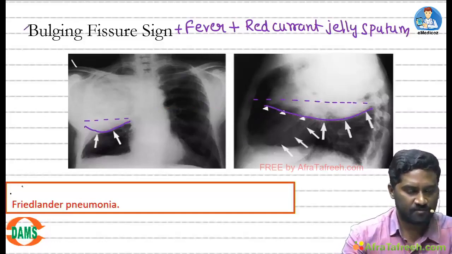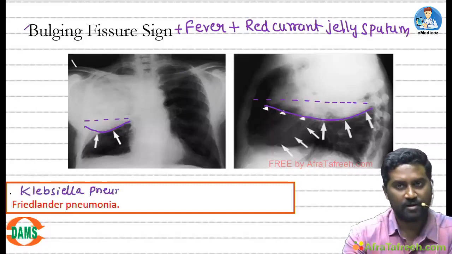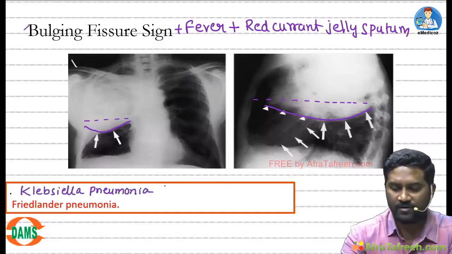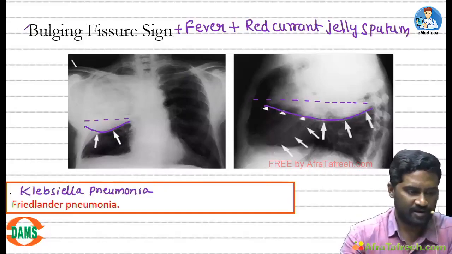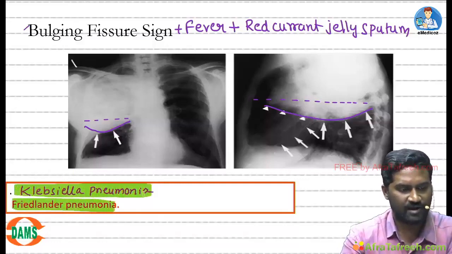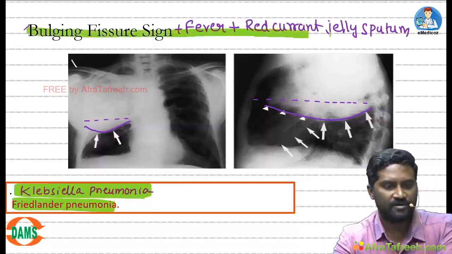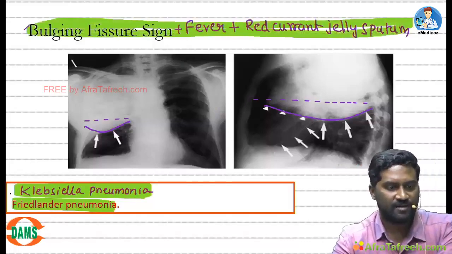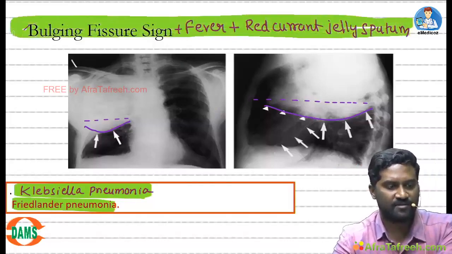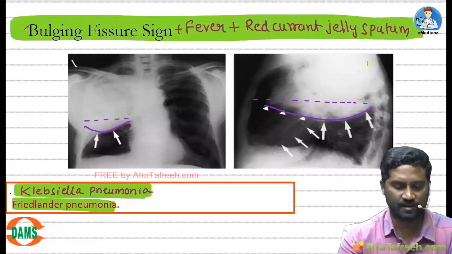If you see this, what should be your answer? It should be Klebsiella pneumonia. What is the other name for Klebsiella? It is called Friedlander bacilli. Either called Klebsiella pneumonia or Friedlander pneumonia. Key points are fever, red currant jelly sputum, bulging fissure sign.